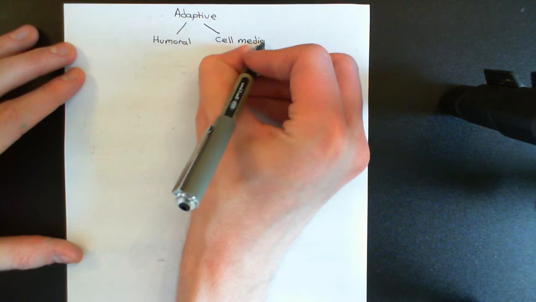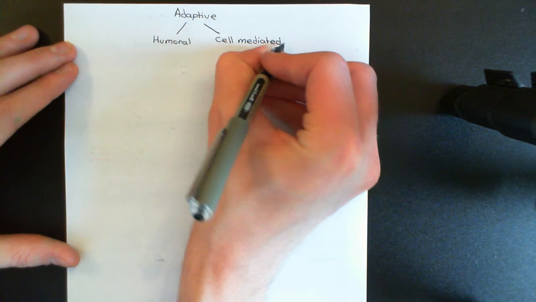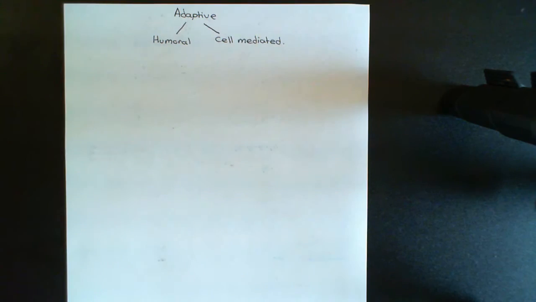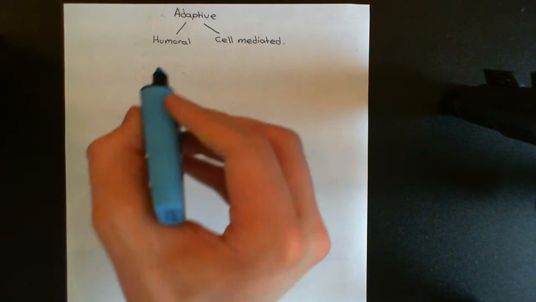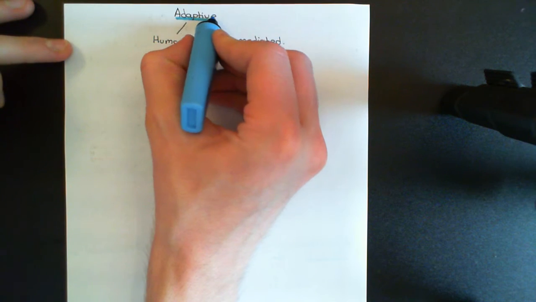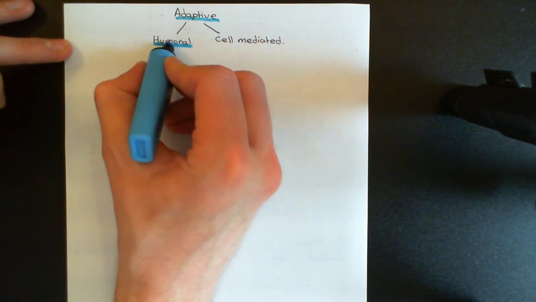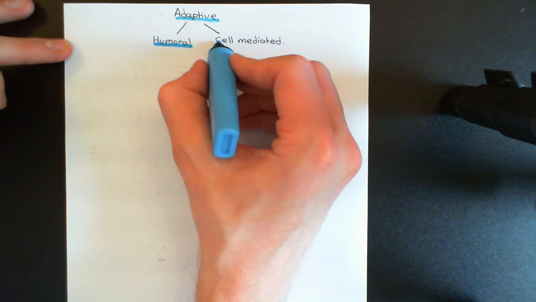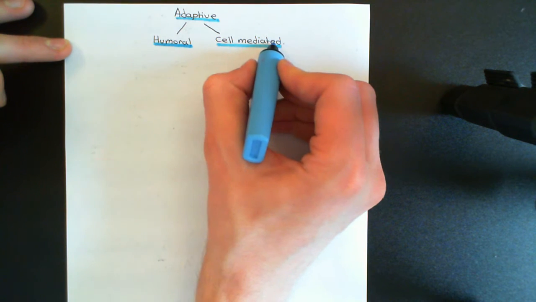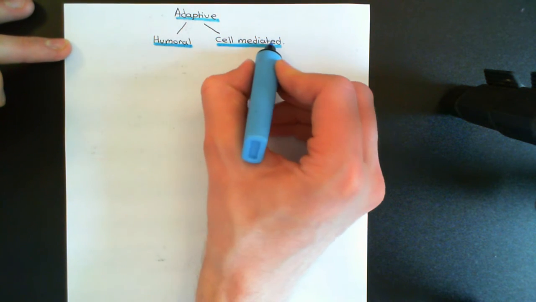Now, what's the difference between these two different parts of the adaptive immune system? They're very different responses. Well, the thing is, they respond to different types of pathogen. The humoral adaptive immune response is there to respond to extracellular pathogens, whereas the cell-mediated response is more about responding to intracellular pathogens. So let me just write that down.